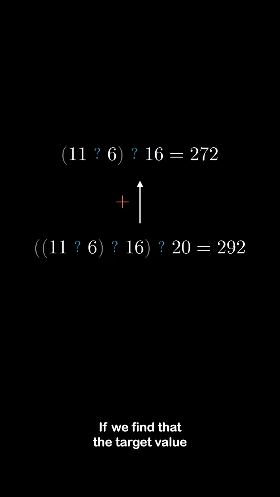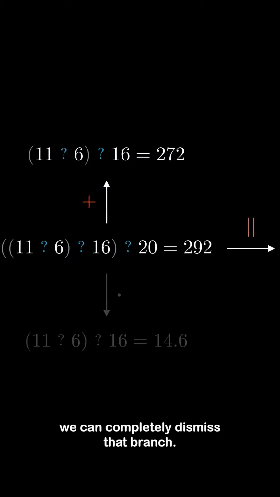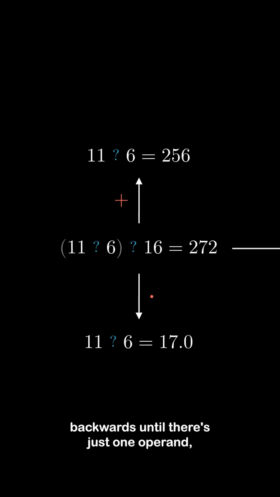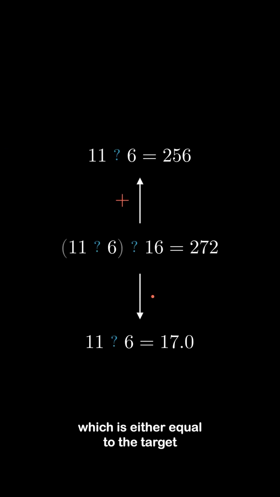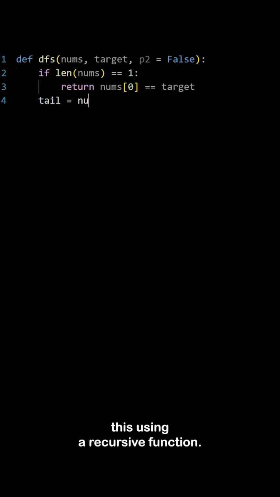If we find that the target value is not divisible by the last value, we can completely dismiss that branch. Same for concatenation. In this way, we work ourselves backwards until there's just one operand, which is either equal to the target value or not. We can implement this using a recursive function.